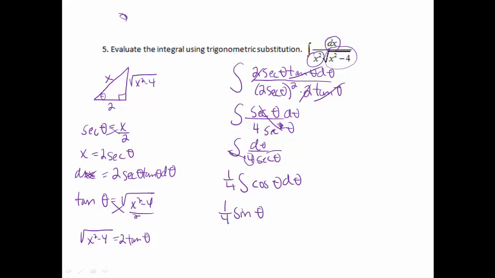And then if you look up sine on our triangle, sine is opposite over hypotenuse, so this is going to be 1/4 times the square root of x squared minus 4 over x, and then if I just put that together, it will be the square root of x squared minus 4 all over 4x plus c, and that will be my answer. All right, number 6, evaluate the integral dx over x squared minus 6x plus 13.